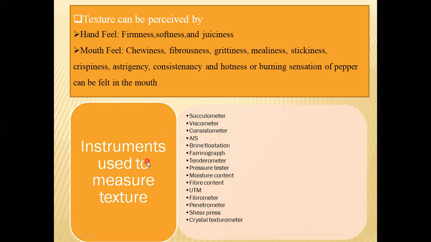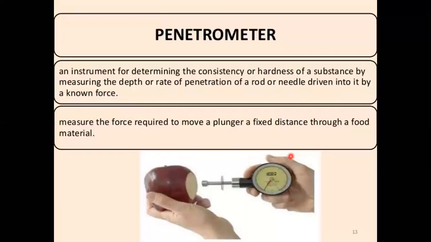Now we will see which kinds of instruments are used for measuring texture, like the circulometer, viscometer, consistometer, brine flotation, then the farinograph. The farinograph gives the plasticity of our wheat dough, which is important for making different kinds of bakery products. Then there are the pressure tester, moisture content and fiber content tests, the universal texture meter, penetrometer and crystal texture meter. So we will see which kind of instruments these are.